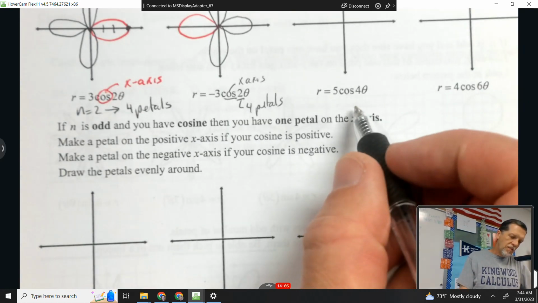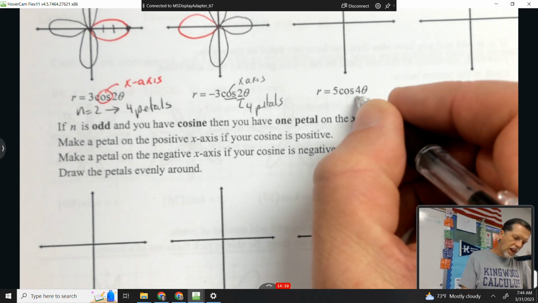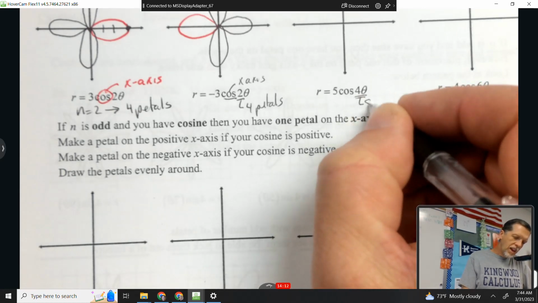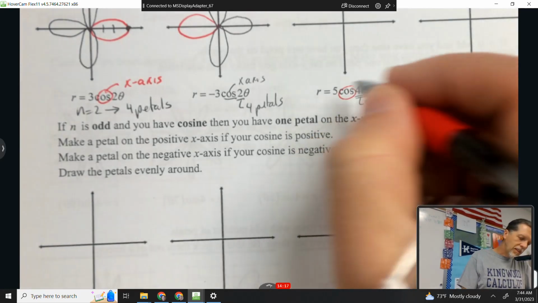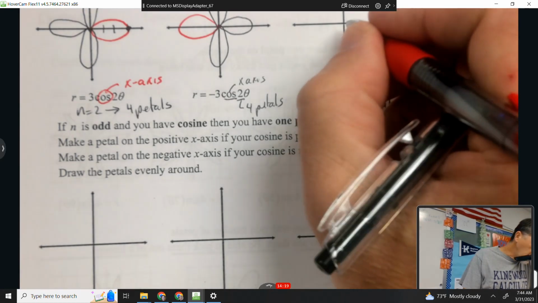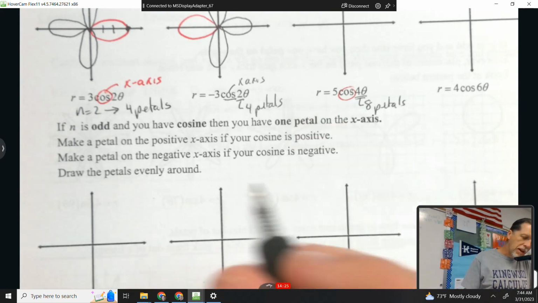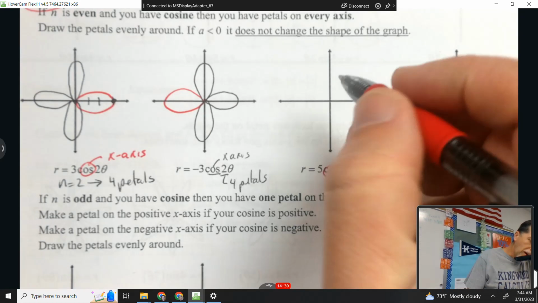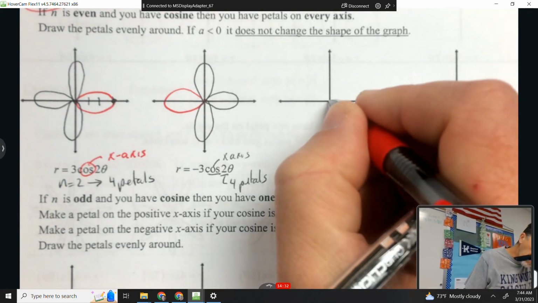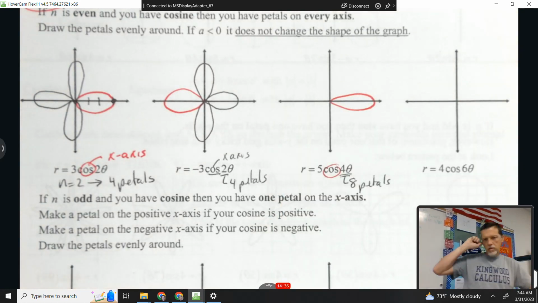5 cosine 4 theta. Okay, how many petals for this guy? 8 petals. And 1 on the x-axis. These are going to be narrow because the petals don't overlap. They always touch each other but don't overlap. So the more petals you have, the narrower they get. To fit 8 petals in there, I'm going to make it a little bit narrower than the other one. So there's the first one.